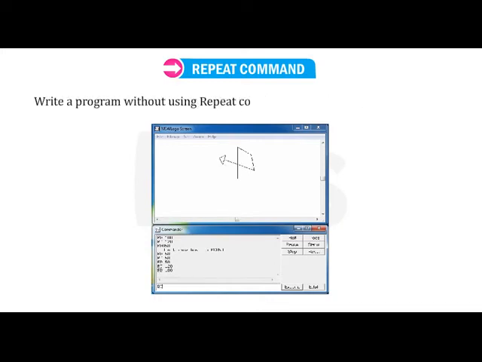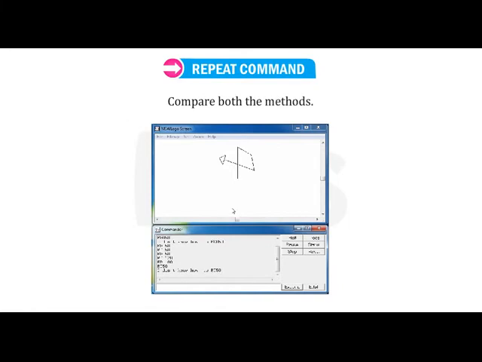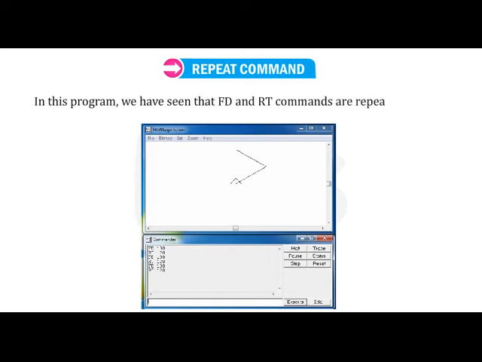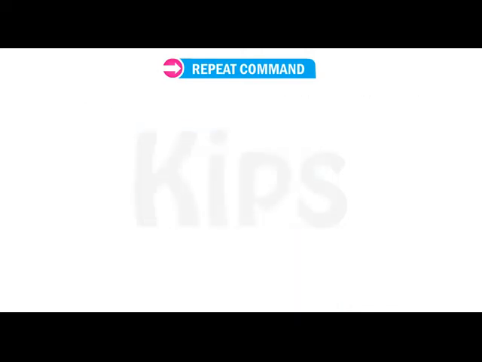Write a program without using the repeat command and then write it again using the repeat command. Compare both the methods. Drawing a triangle without repeat: FD100 enter. RT120 enter. FD100 enter. RT120 enter. FD100 enter. RT120 enter. In this program, we have seen that FD and RT commands are repeated 3 times.